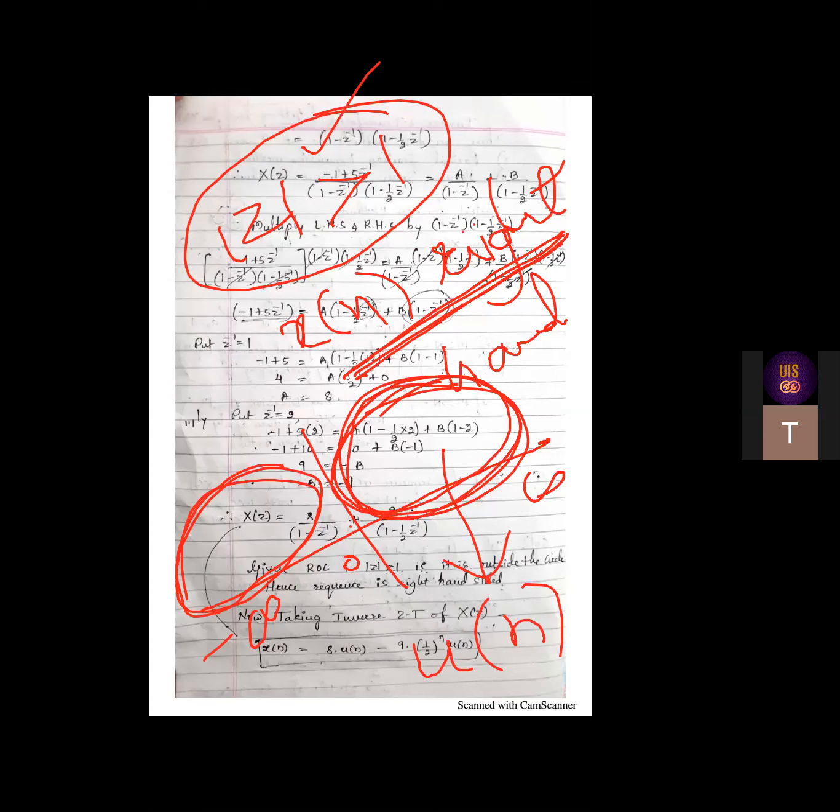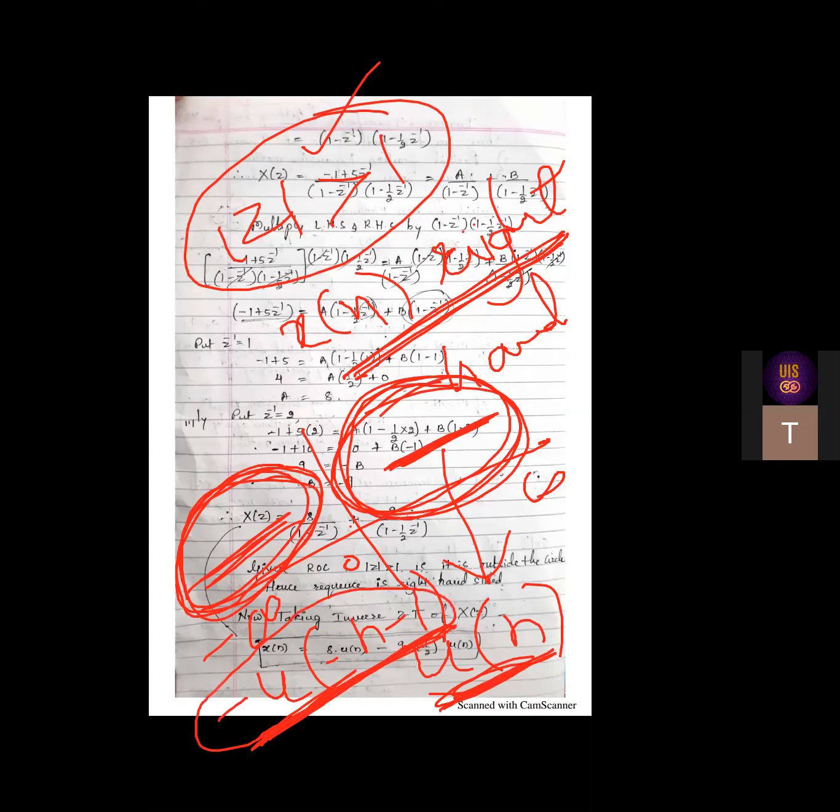And when the sequence is left-handed, you multiply with u of minus n minus 1. These two are very important things. If the signal is right-handed, multiply it with u of n. If the signal is left-handed, multiply it with u of minus n minus 1. So according to the given ROC condition, as the ROC is outside the circle, the signal x of n is a right-sided signal.